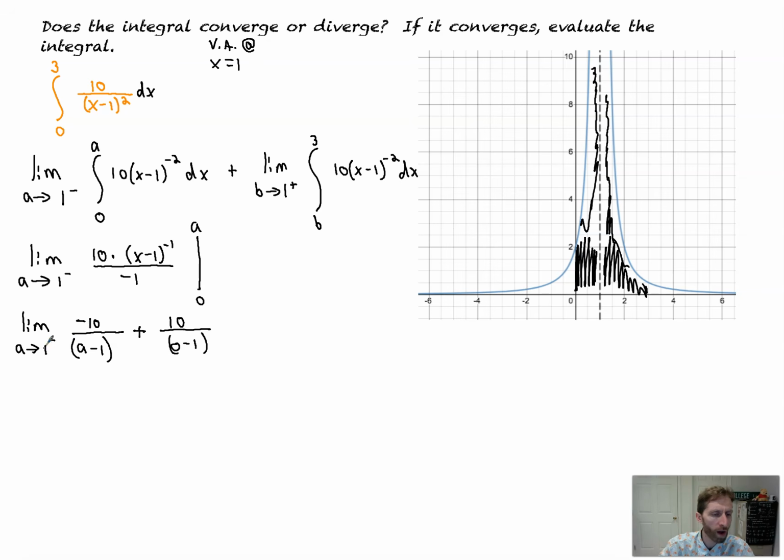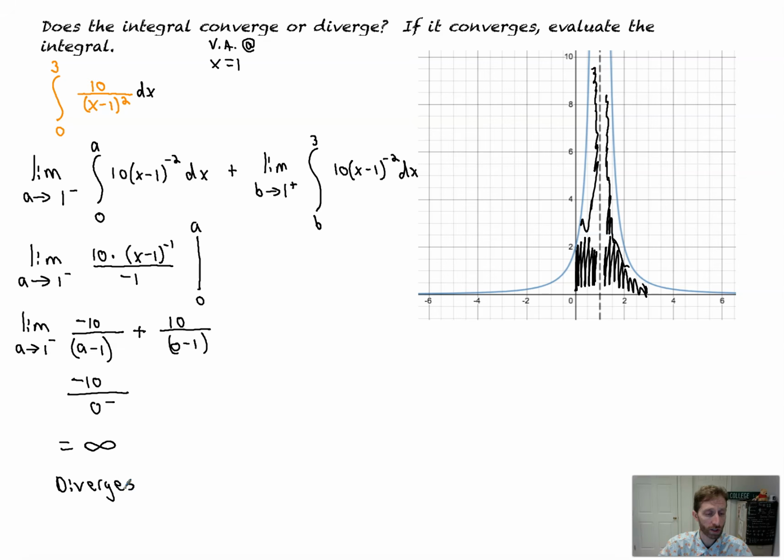We're going to 1 from the left. That's going to give you negative 10 over, well, basically 0 from the left. Why from the left-hand side? Well, when you plug in 1 from the left, it's like plugging in 0.99. Minus 1 is a very tiny negative number. And so a negative number over a very tiny negative number is going to go to a very big positive number, right? Tiny negative, big negative over tiny negative, hugely positive. And that's it. So therefore we diverge.